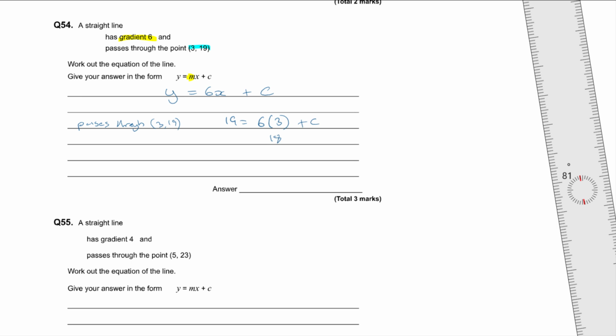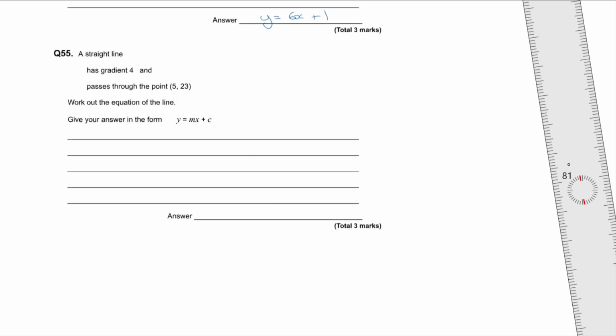6 threes is 18, so 19 is equal to 18 plus 1. So c is 1 basically, isn't it? c is equal to 1, or taking 18 away from both sides. Either way, c is 1. Okay, so I know the gradient is 6, I know the y-intercept is 1, so therefore the equation of the line is y is equal to 6x plus 1.